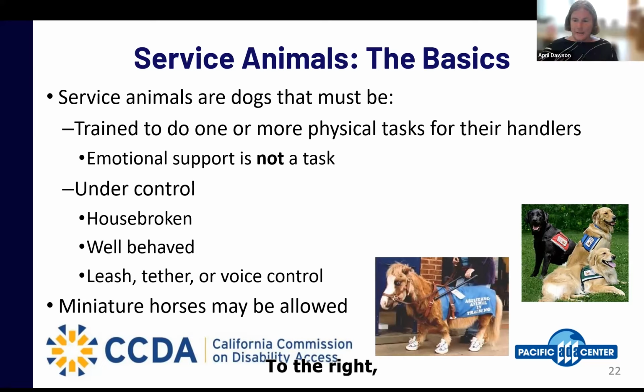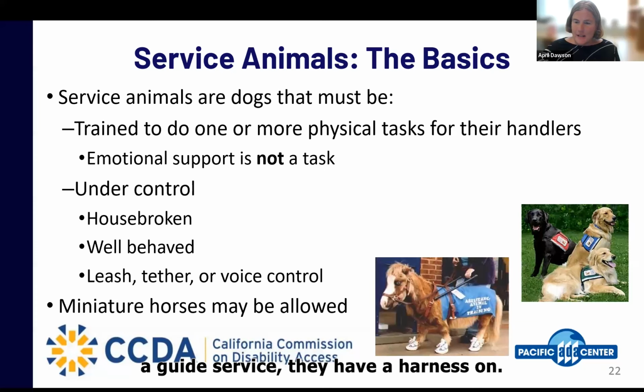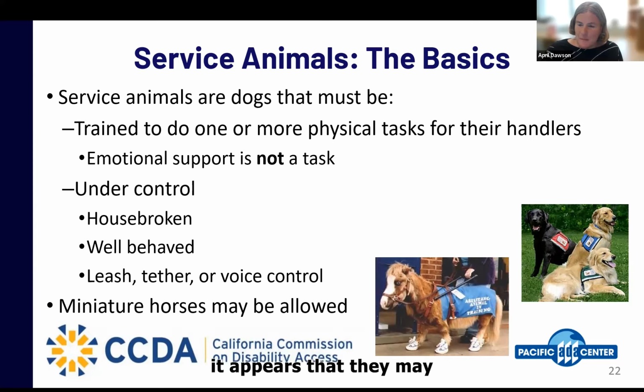And to the lower right-hand corner, you see a really cute miniature horse that is wearing tennis shoes, and it says assistance animal in training, and it looks like they're providing a guide service. They have a harness on. You can't really see the person, but it appears that they may have a vision disability. And then there's 3 service dogs, 2 tan and 1 black, with vests on in the corner.